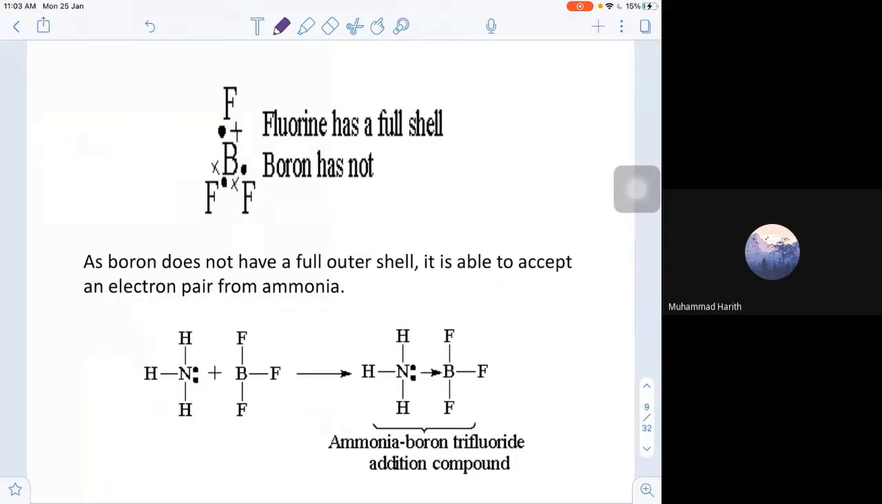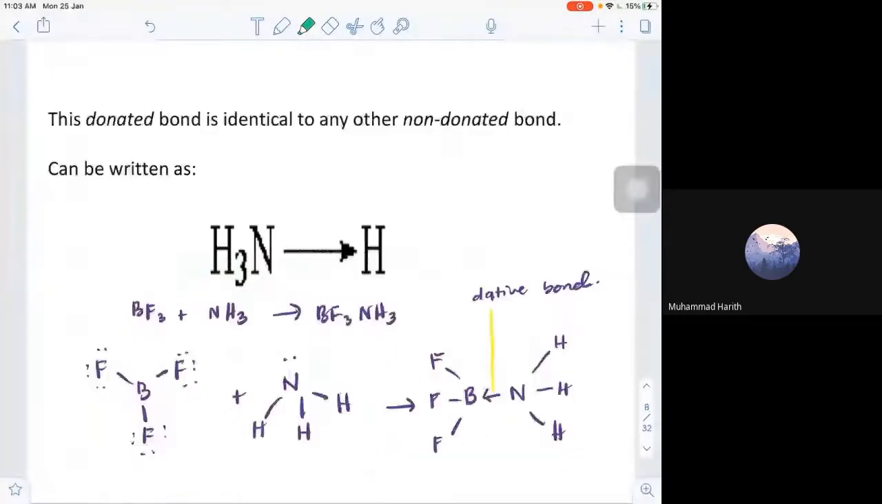This is what I said just now. Boron does not have a full outer shell. If you look at the structure of the boron, it has only 3 pairs of electrons around it. It is not octet yet. So it is able to accept an electron pair from the ammonia to achieve octet. After it receives the electron pair from ammonia, this boron has 1, 2, 3, 4 pairs of electrons around it and achieves octet configuration.